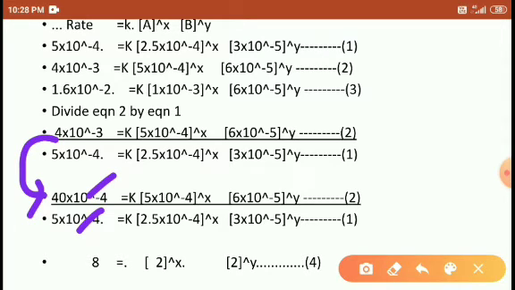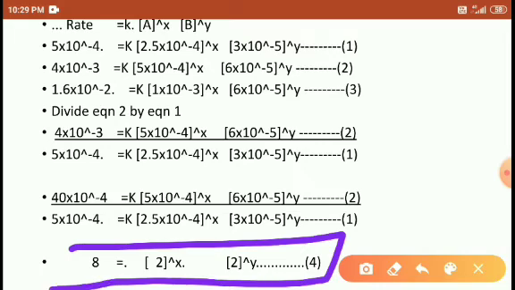So we calculate: 10 to the power of minus 4 and 10 to the power of minus 4 get cancelled. 5 eights are 8. 2.5, 10 to the power of minus 4 and 10 to the power of minus 4 cancel. 2.5 twos are 5, that is 2. 3 twos are 6, and 10 to the power of minus 5 and 10 to the power of minus 5 cancel. So we get the answer: 8 is equal to the concentration of A, 2 to the power x, and the concentration of B, 2 to the power y. This is considered equation 4. Right, students?